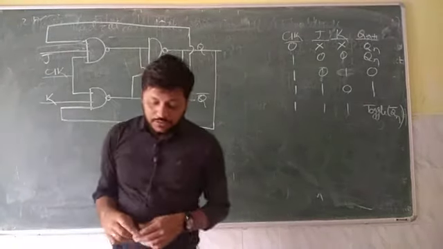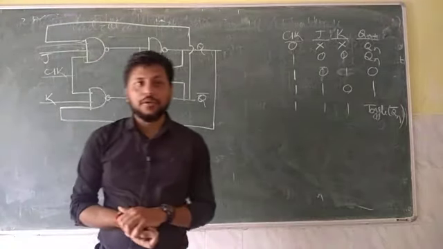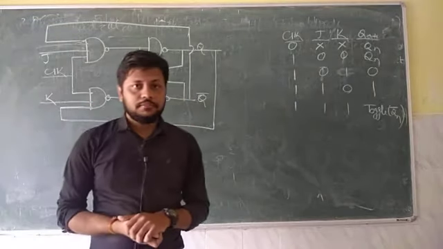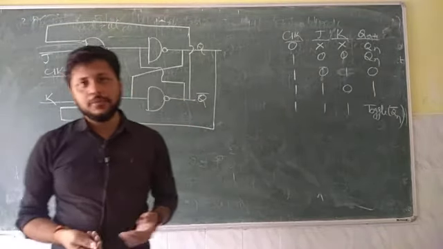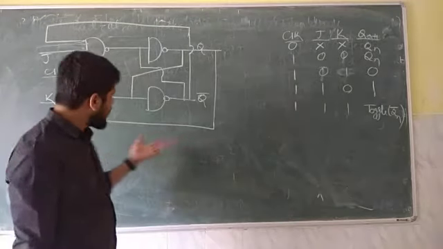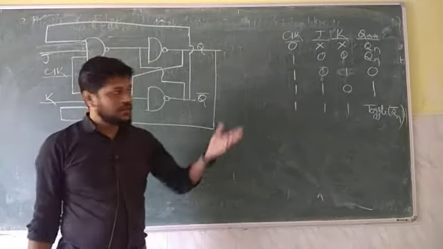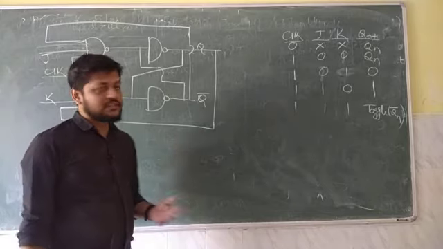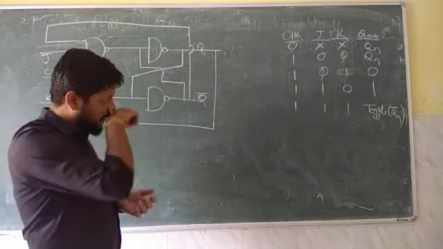So hello students. In the last class we studied the JK flip flop and drew its truth table and its characteristics table. Now one more important concept that we will study: from your truth table and characteristics table, I will draw its excitation table.